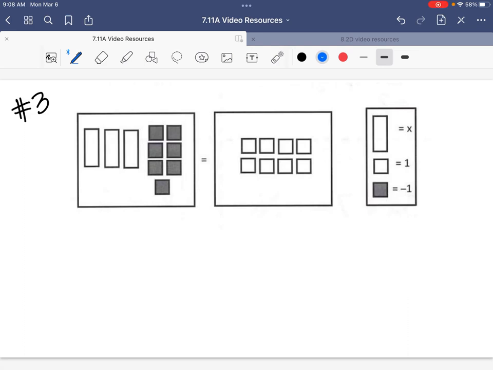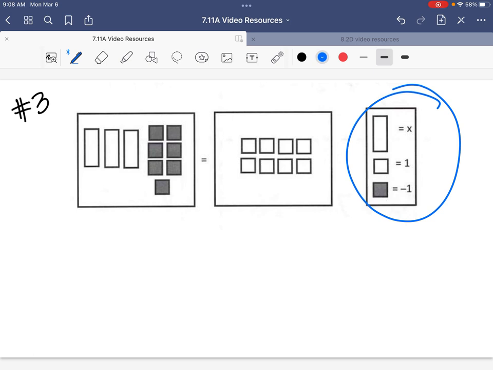Hey guys, today we're going to be looking at how to model and solve two-step one-variable equations and inequalities. Now in front of us we have a model that's already given, and notice they gave us a key right here. They tell us that each long rectangle equals a positive x, the short box is equal to a positive 1 when it's not shaded, and when it's shaded in, the short box is equal to a negative 1.